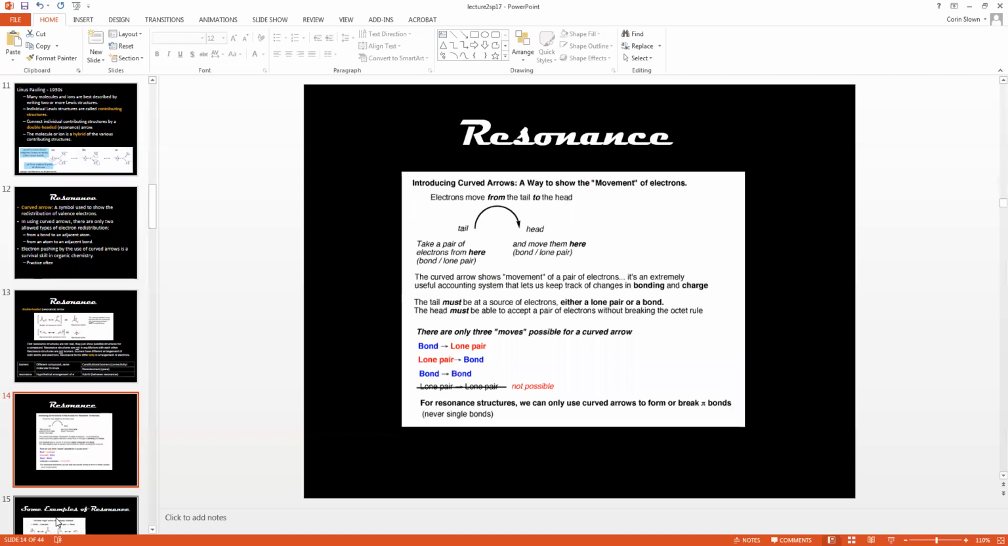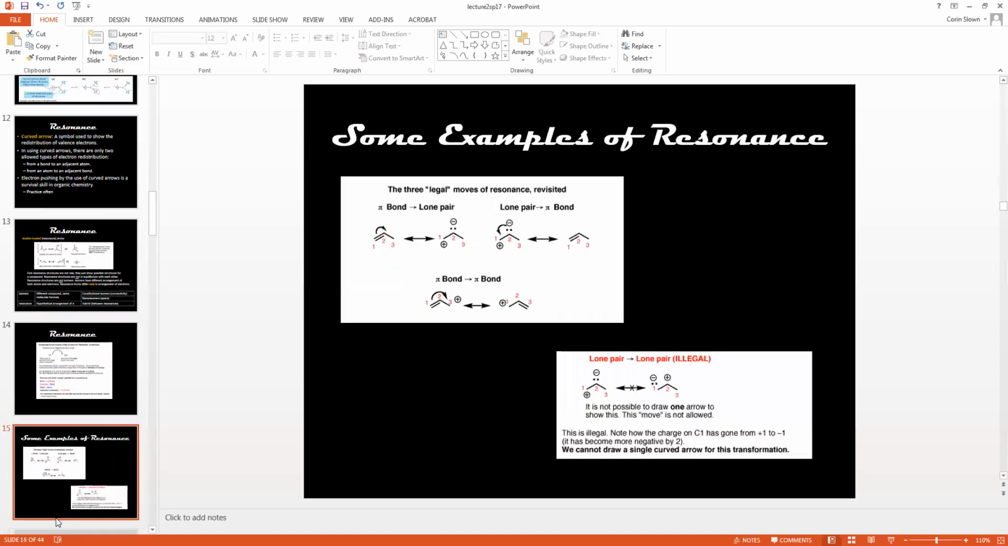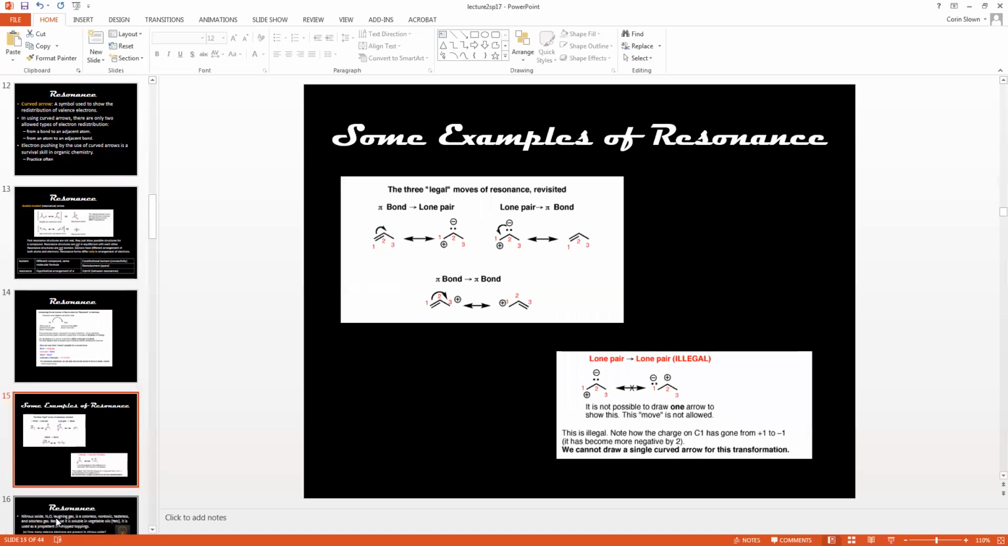So here's a curved arrow. This is one way to show the movement of electrons. So we can take the electrons from the tail and move them to the head. We can go from a bond to a lone pair, from a lone pair to a bond, from a bond to a bond, but we can't go from lone pair to lone pair. So for resonance structures, we can only use curved arrows to form or break pi bonds. We never actually break single bonds. So here are some examples of the legal moves of resonance: pi to lone pair, lone pair to pi bonds, and then an illegal move, which is lone pair to lone pair.